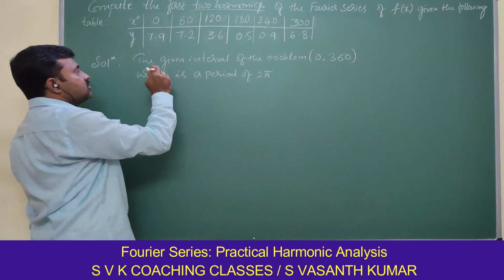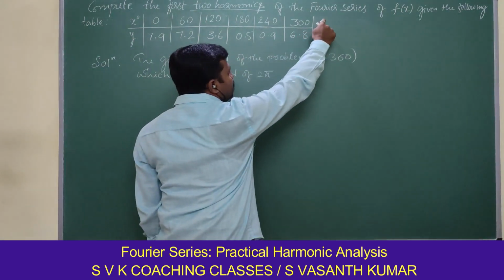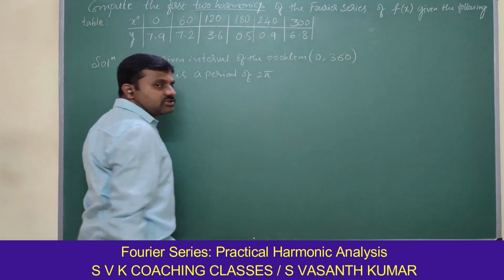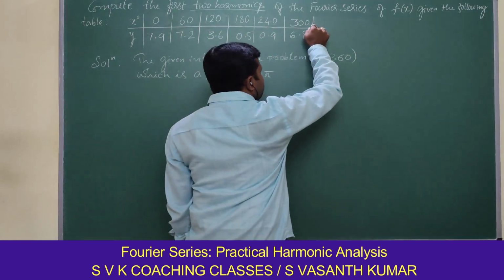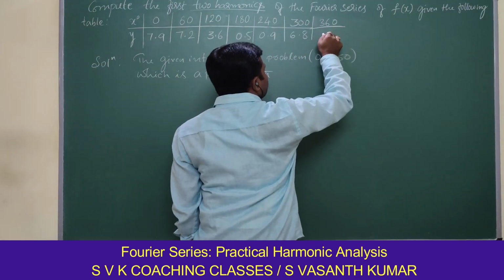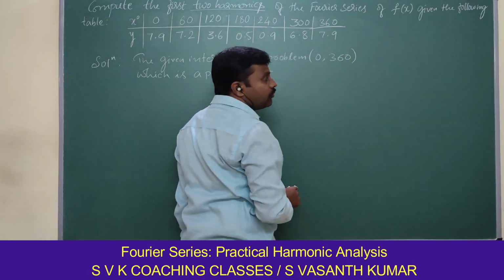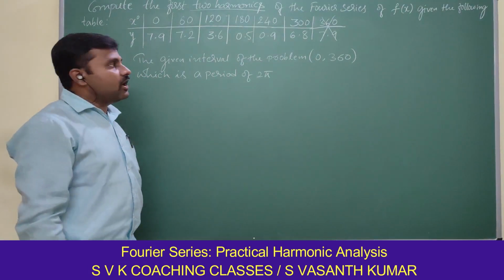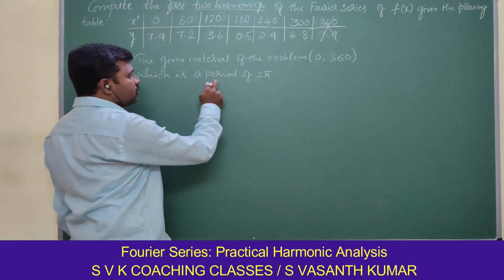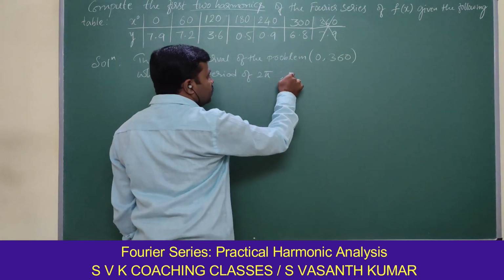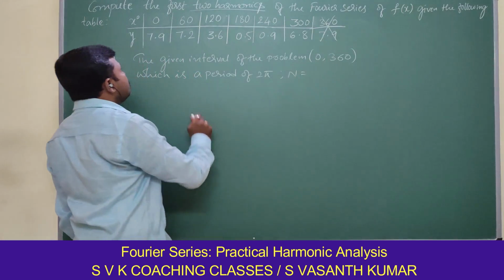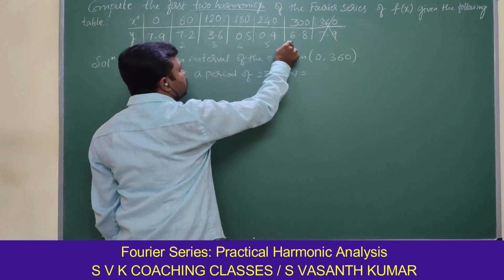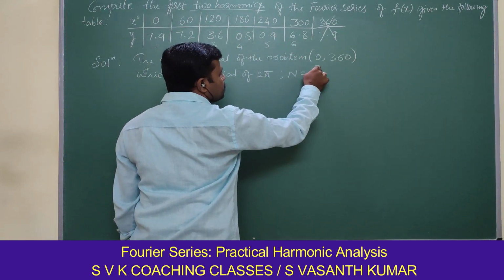Here you can raise a question: why have we not considered 360 here? The value at 0 and 360 will be the same. So if in the given question they provide 360, with the value also the same, then you should neglect that value and solve the problem. After coming to know that it is period 2 pi, you should find the number of values given here. The number of given values is 1, 2, 3, 4, 5, 6. So the number of values given is 6.